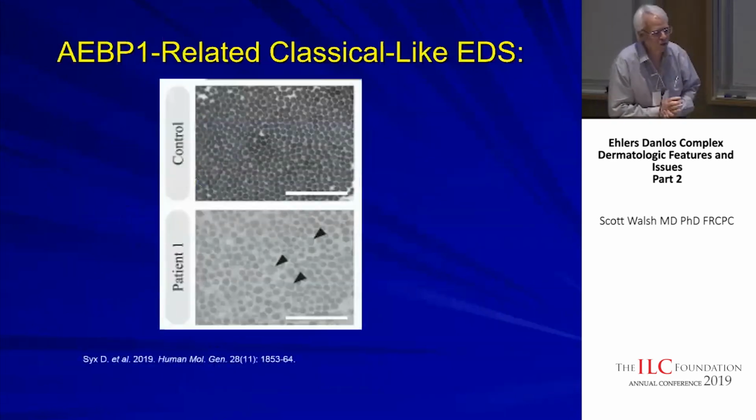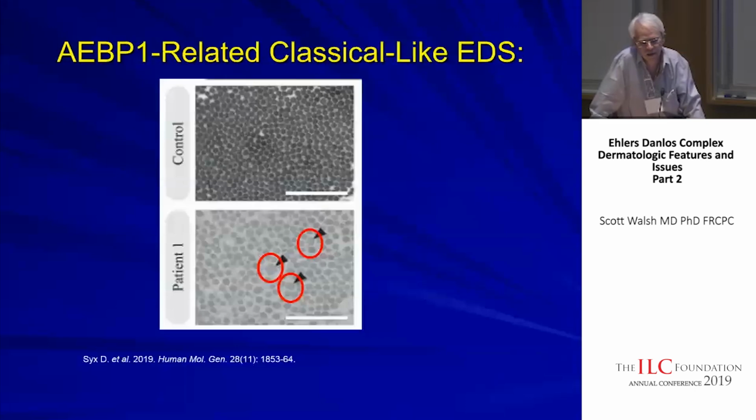On electron microscopy, a control patient who does not have Ehlers-Danlos or connective tissue disease is at the top, and you can see all the collagens look the same size, about the same space apart. At the bottom is one of these patients with this proteoglycan abnormality, and you can see that collagen size starts to vary. You get some large collagens, and the spacing is different.